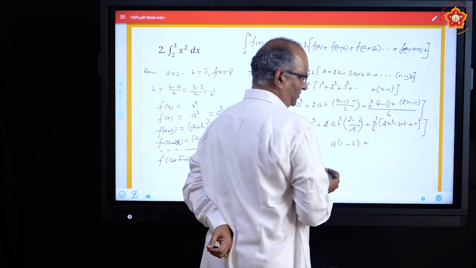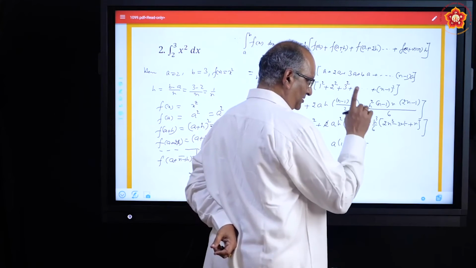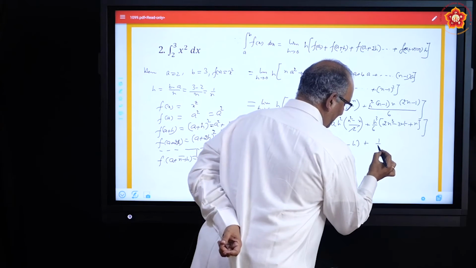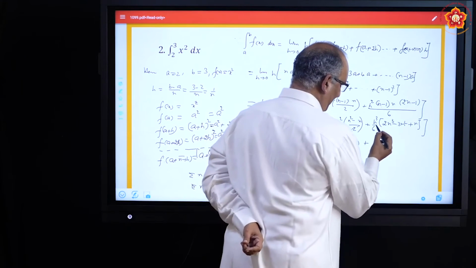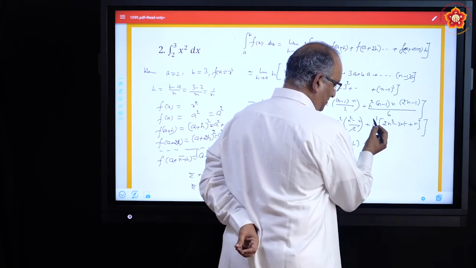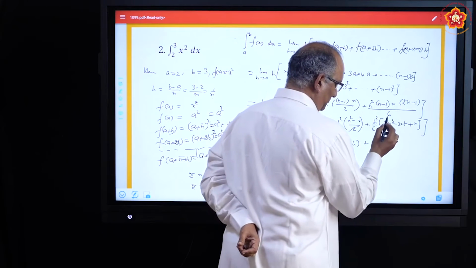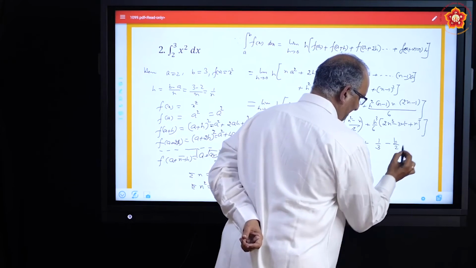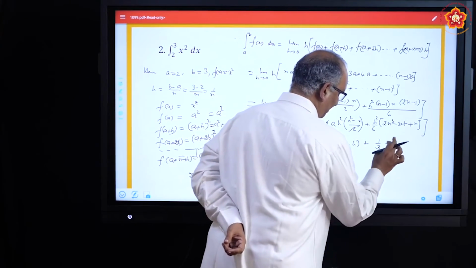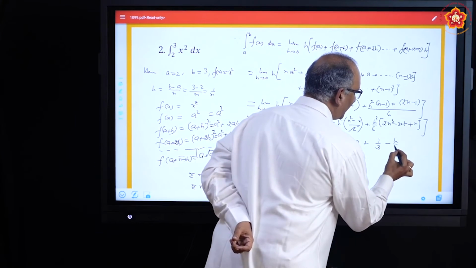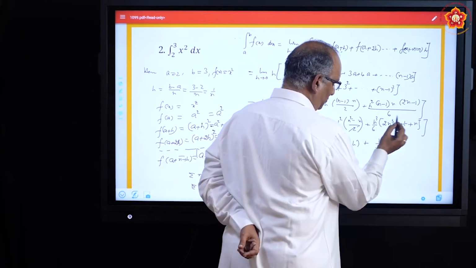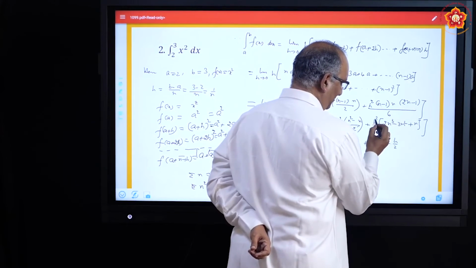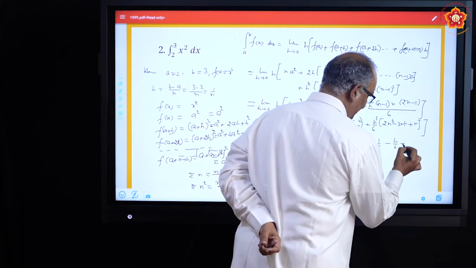n cube h cube. nh is 1, so n cube h cube is also 1 cube, that is 1. So it will become 2 by 6, or in terms of 1 by 3. Similarly, multiply this, n square h square will become 1, but 1h will be left, and 3 1s are 3, 3 2s are minus h by 2. Finally, h cube with n when you take, what will happen? nh will become 1, but you will be left with h square by 6.